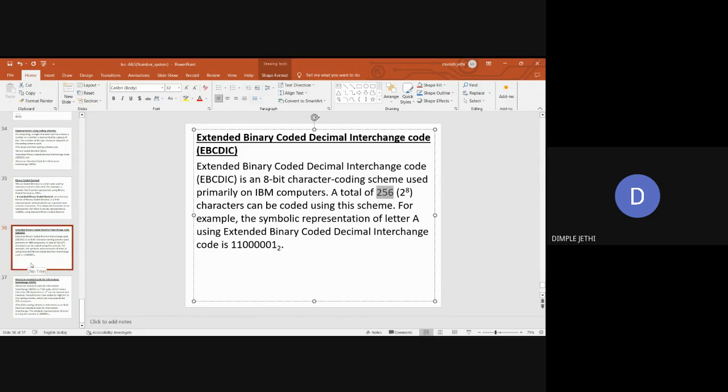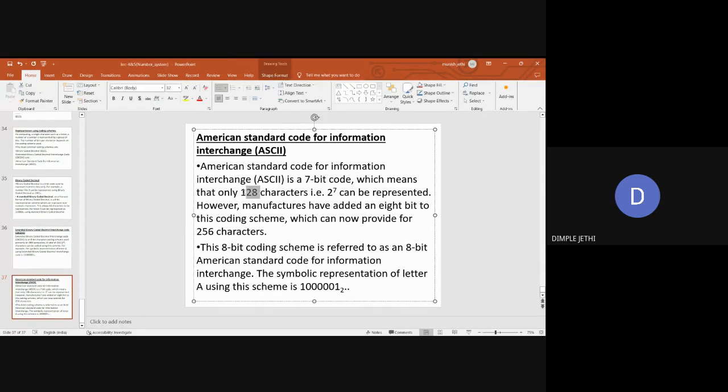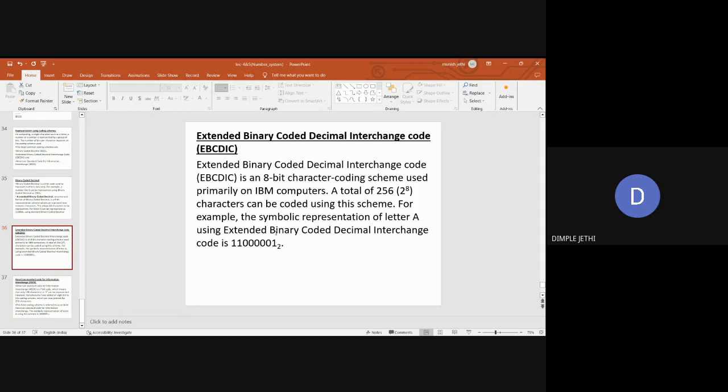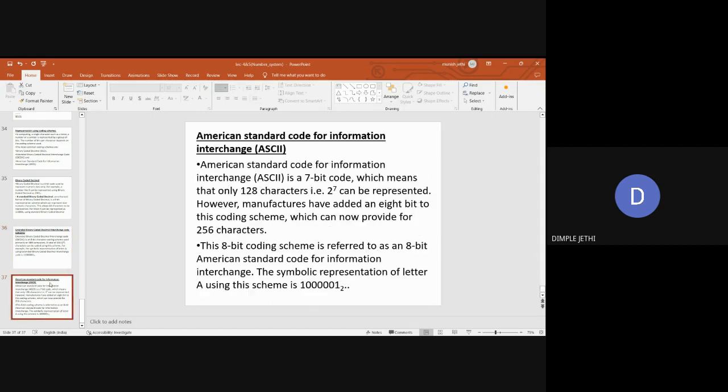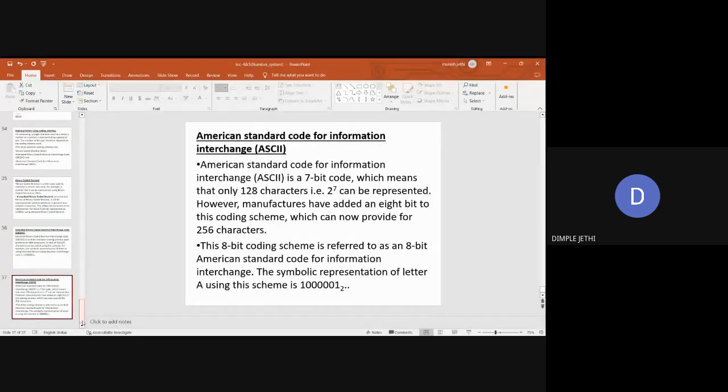So this was used by IBM machines, IBM computers. Next is ASCII, American Standard Code for Information Interchange. That earlier version was using 7-bit code that could have 128 characters, and 8-bit code in ASCII could have again 256 combinations. So IBM machines were using this EBCDIC code, and American machines were using this ASCII coding. This was the American standard. But both were giving me 256 combinations, right?